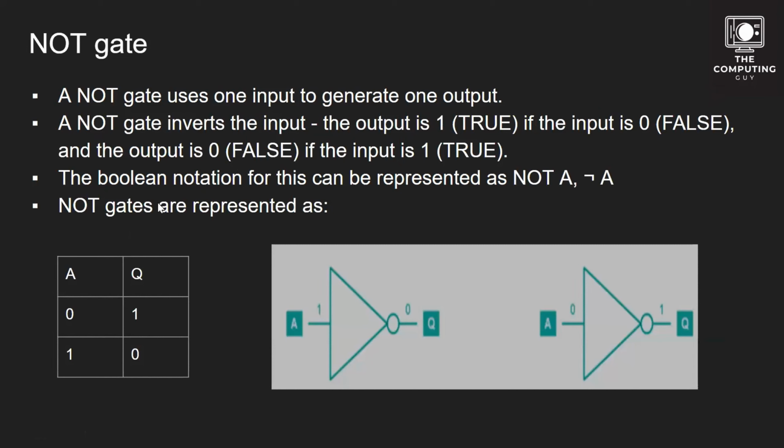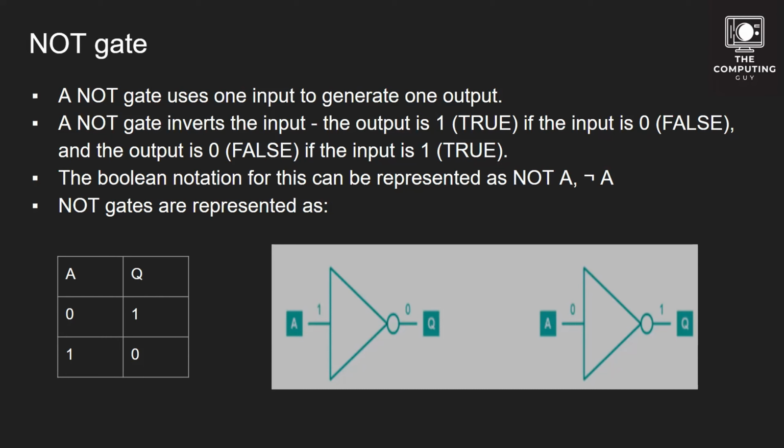Moving on, we now look at the NOT gate. Just like the word NOT means in English, if person A is not in the room, the light will be on. So a NOT gate uses one input to generate one output, but it inverts the input, so we can treat it as an opposite. So the output is true if the input is false, and the output is false if the input is true. The Boolean notation can be represented as NOT A, or like a sideways L shape, and then A.